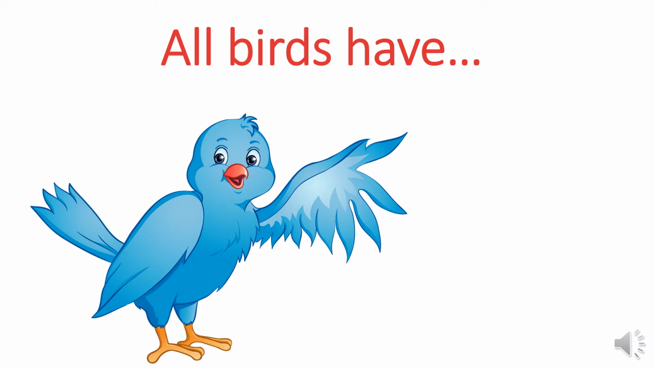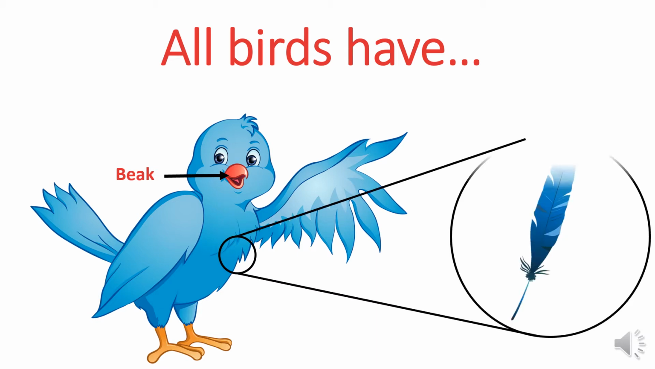So first of all, we need to know that all birds have something in common. What is it? Look at this bird. It has a beak, it has two wings, and it has feathers. Do you know what feathers look like closely? Let's take a look. These are the feathers.